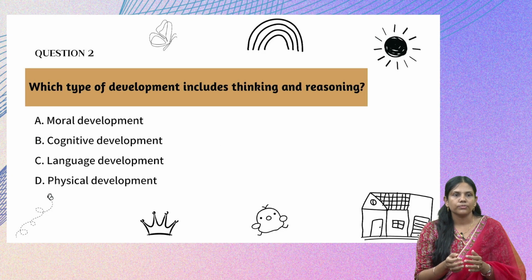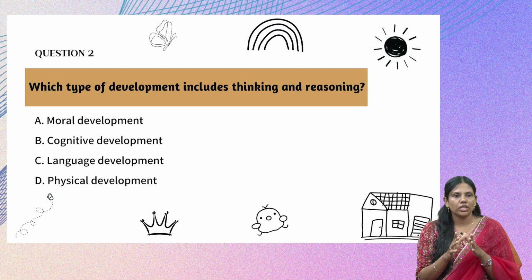Next question, which type of development includes thinking and reasoning? I have already said when we are discussing about the types of development, these kind of questions will be coming, which they may ask you directly giving an example which kind of development it is. So here they are talking about thinking and reasoning, but if you see the options, there are four: moral development, cognitive development, language development and physical development.